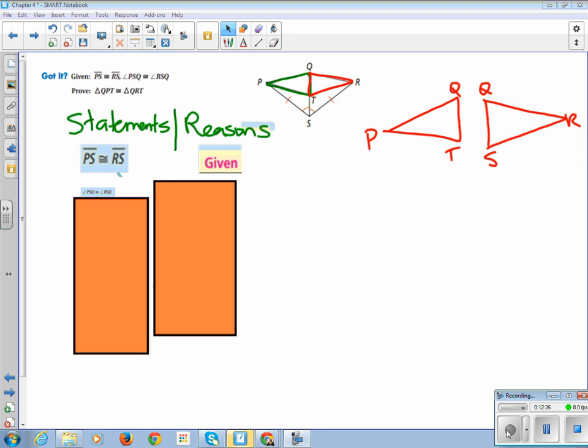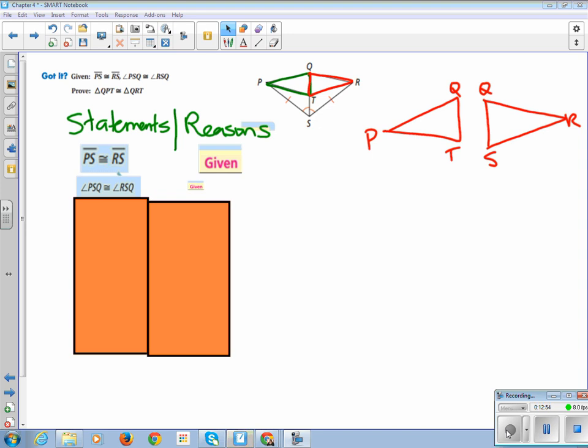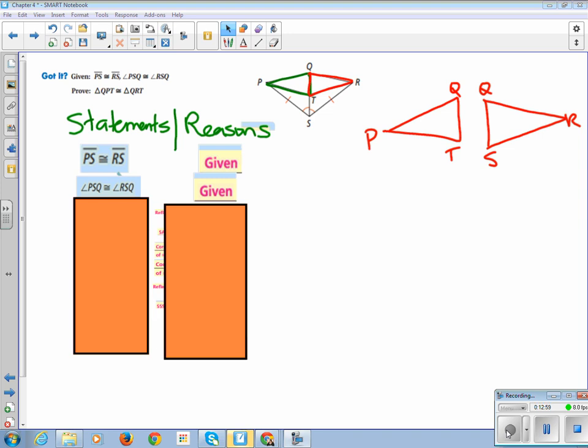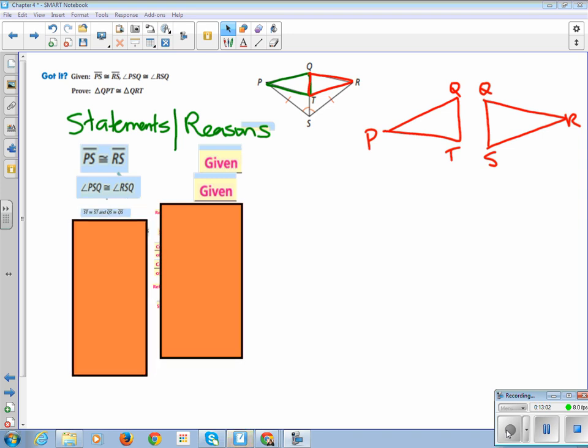The next piece of information is angle PSQ is congruent to RSQ. And that is also given. Not always. The next thing we want to say is that TS is congruent to TS.